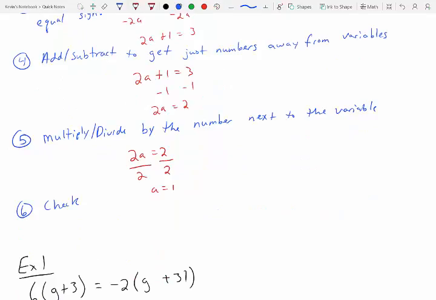Our fifth step is to multiply or divide by the number next to the variable. So we have to use inverse operations to see what we want to do. It's 2a equals 2, so we're going to divide 2 on both sides, we get a equals 1. And the sixth step is optional. You can check it, and if you want to check it, you should get the same answer on both sides.